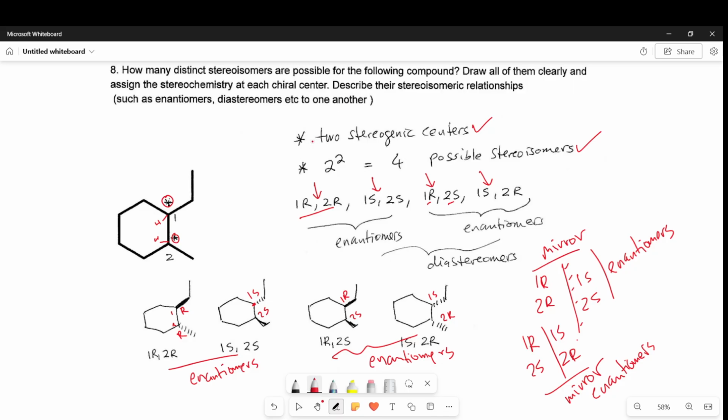So whenever you have two stereogenic centers, 2 to the power of 2 is 4. So the general formula is, if you have n number of stereogenic centers, the number of stereoisomers is 2 to the power of n. This is the general rule. Okay, now we'll proceed to the next question.